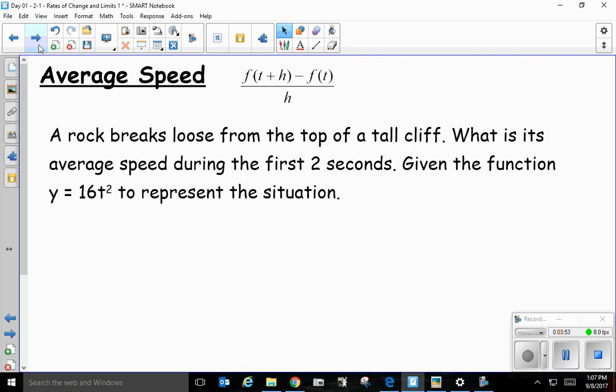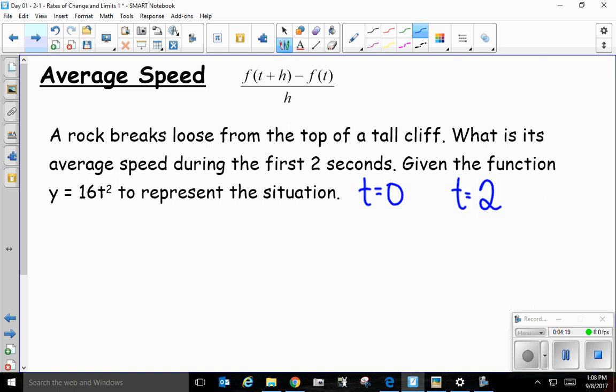So let's take a look at this. First off, we need to calculate the average speed the first 2 seconds. So my time changes from what to what? Time starts at something? It starts at 0. That's when the rock first breaks off from the top of the cliff. And what's my ending time? 2. Yeah. So I'm going to figure out the average speed when the rock starts to fall to 2 seconds into its fall.